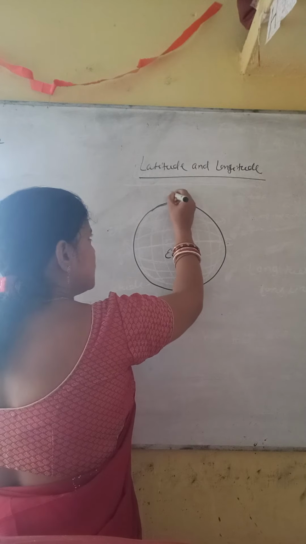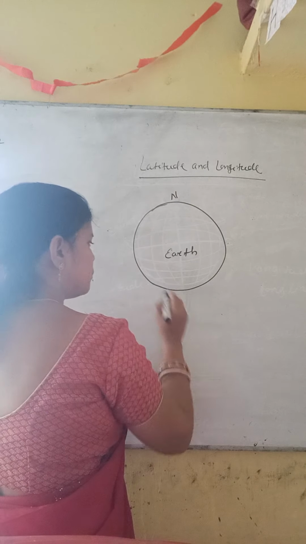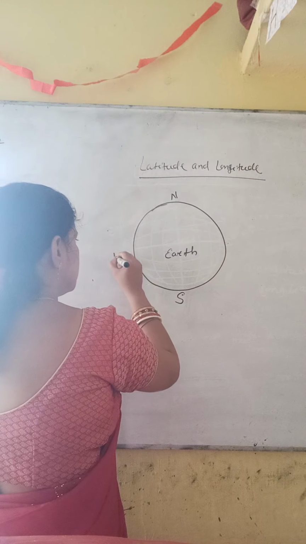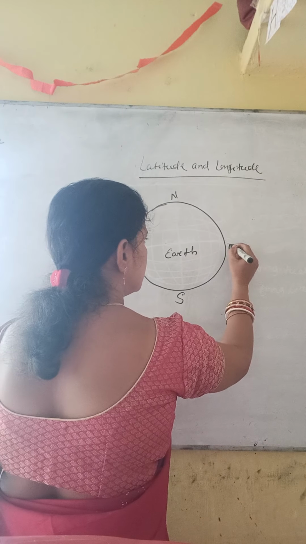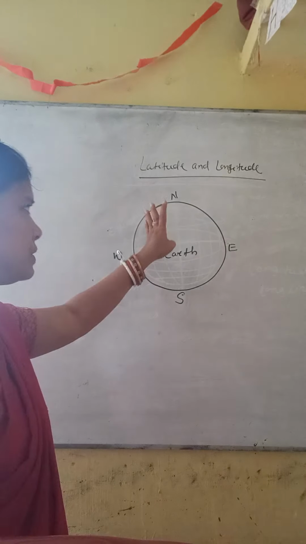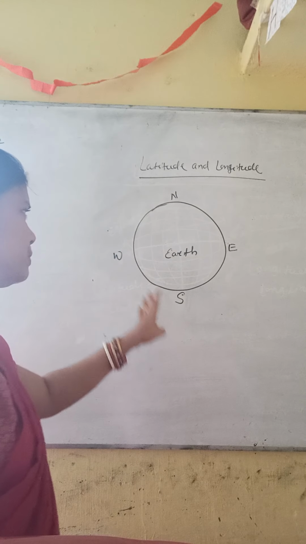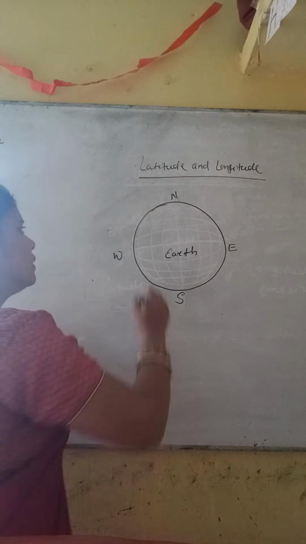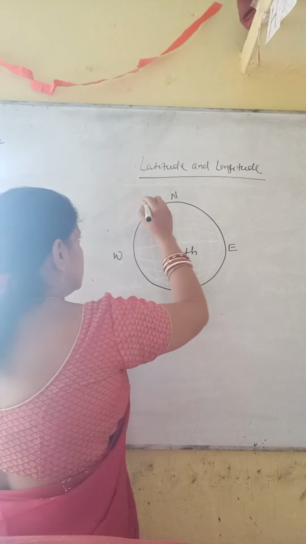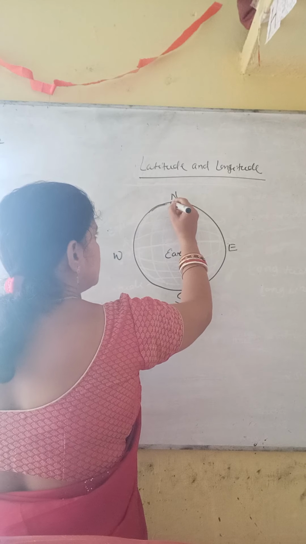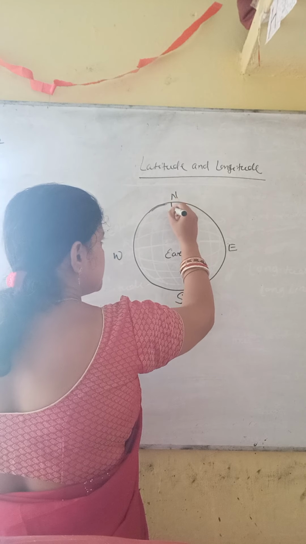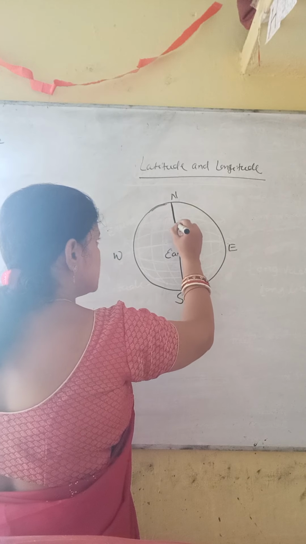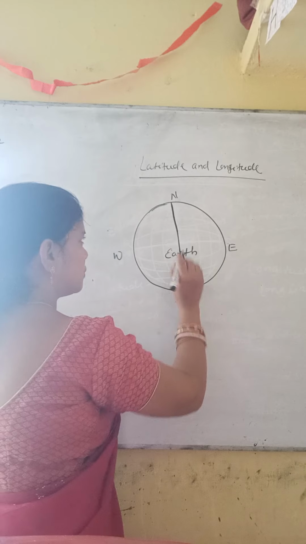You know that this is the north direction, the north pole, and this is the south direction. This is the west part and this is the east part. There are four directions: one is north, another is south, another is west, and the last one is east. There are imaginary lines that stretch from north to south. Just look, this is one imaginary line that stretches from north to south.